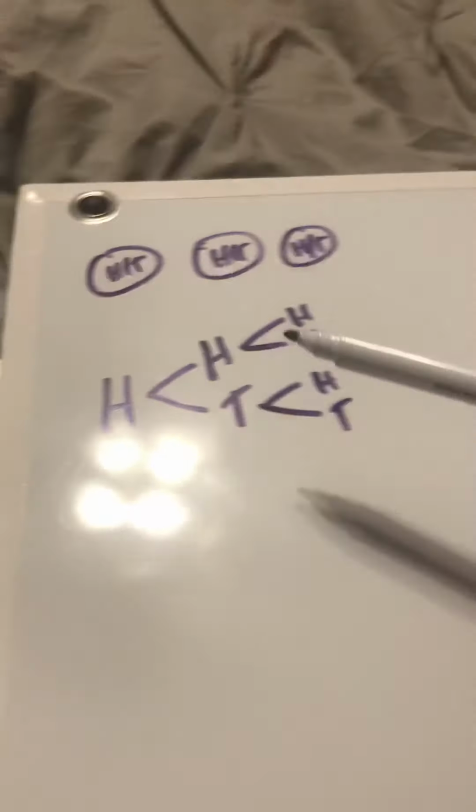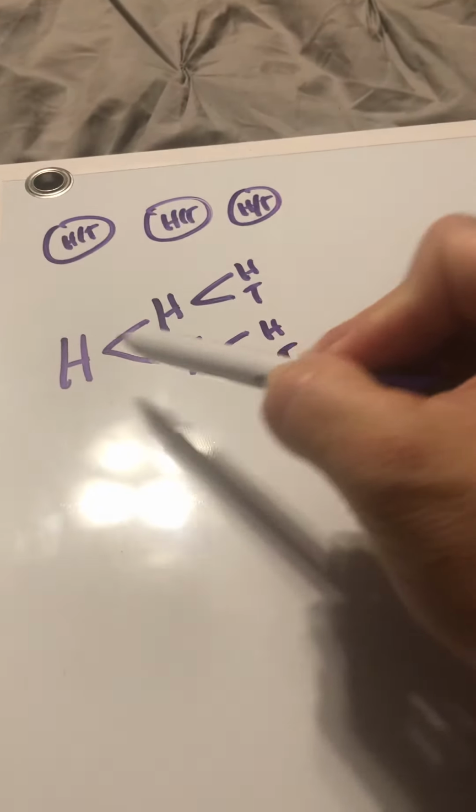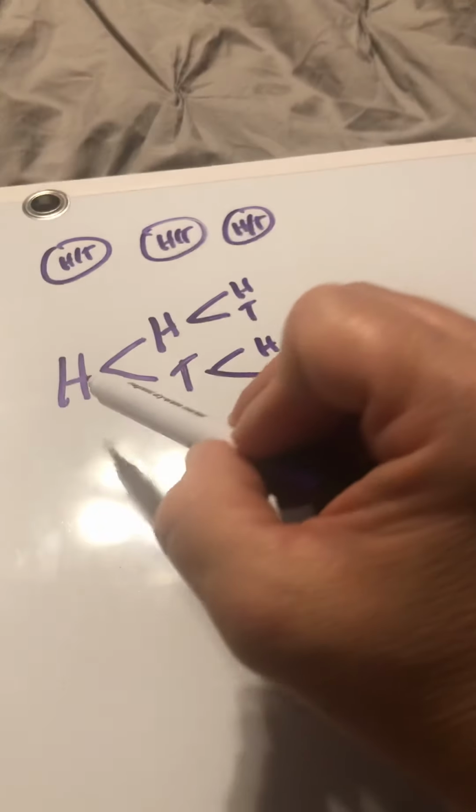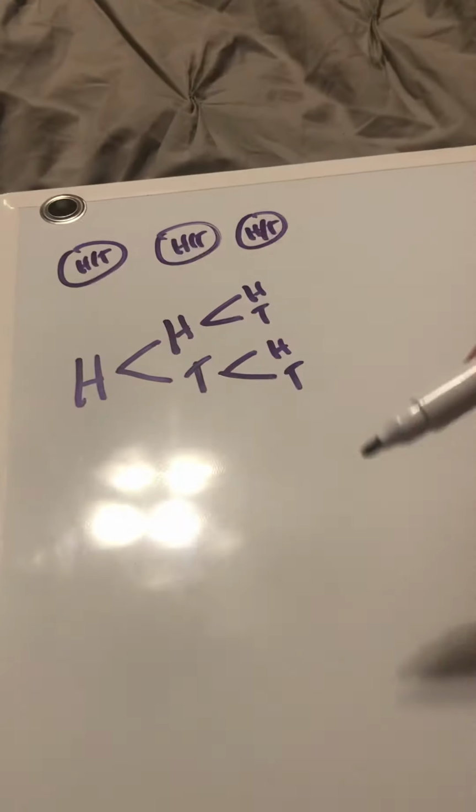So if I flipped it 3 times, I could get heads, heads, heads. I could get heads, heads, tails. I could get heads, tails, heads. Or I could get heads, tails, tails. So now I have to do the other possible outcome.